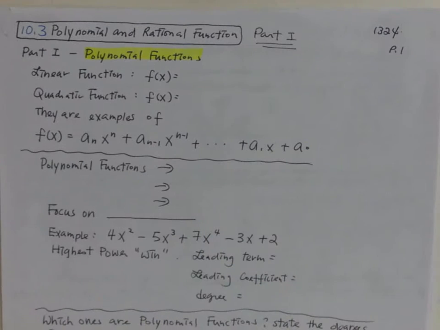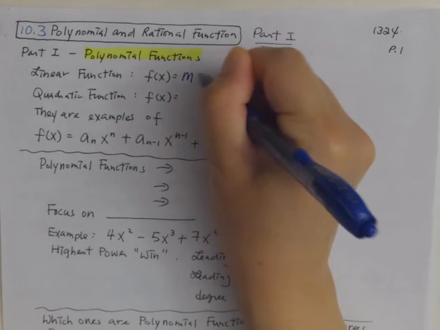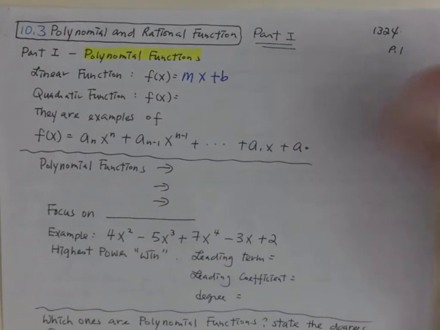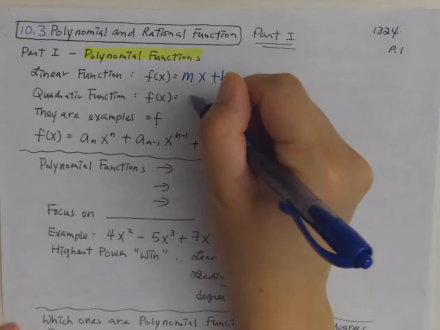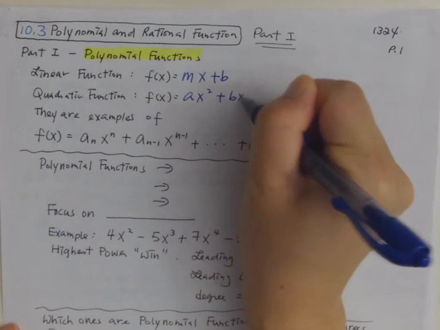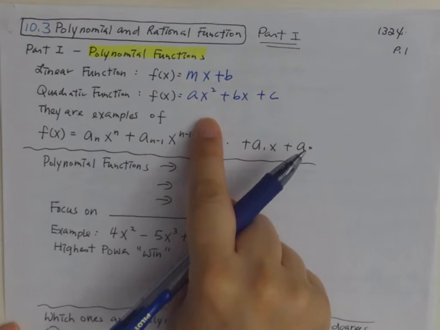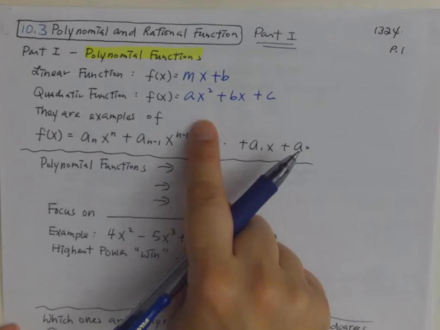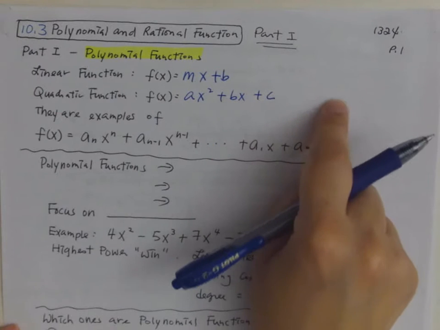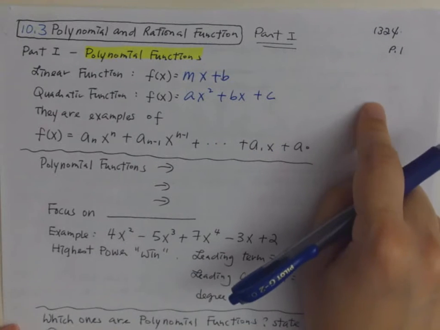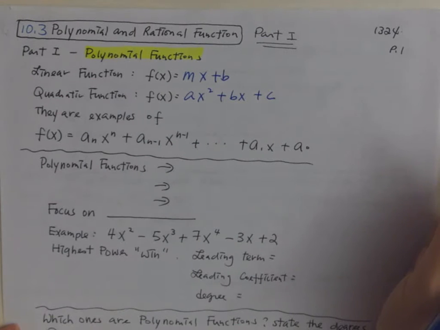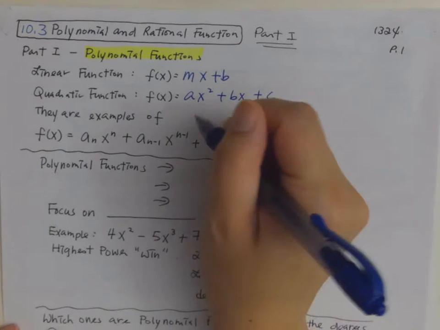We have been doing several types of polynomial functions, including linear functions, which normally come from the y equals mx plus b form. We have the quadratic function that we just did, ax squared plus bx plus c. If the highest power is x squared, then it's a quadratic, right? If a is positive, it opens up as a parabola, and if a is negative, it opens down. They are all examples of polynomial functions.